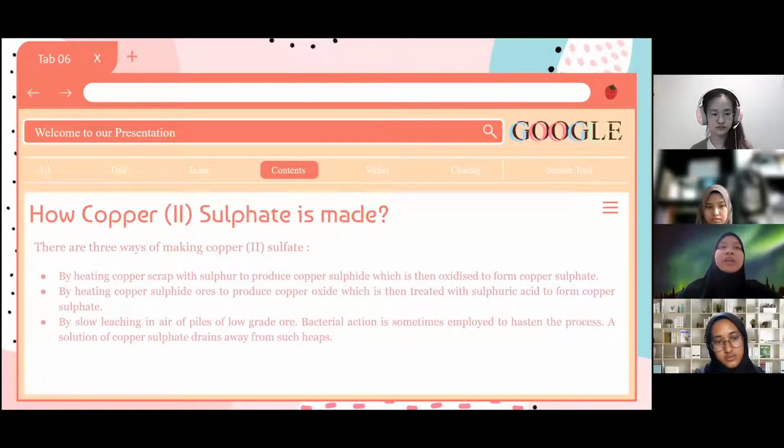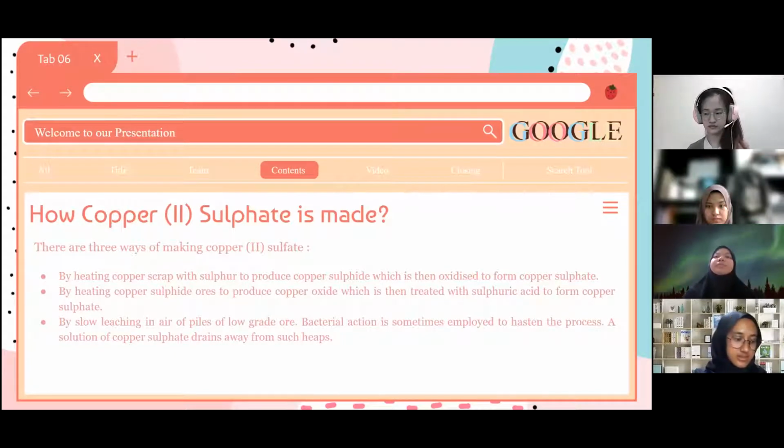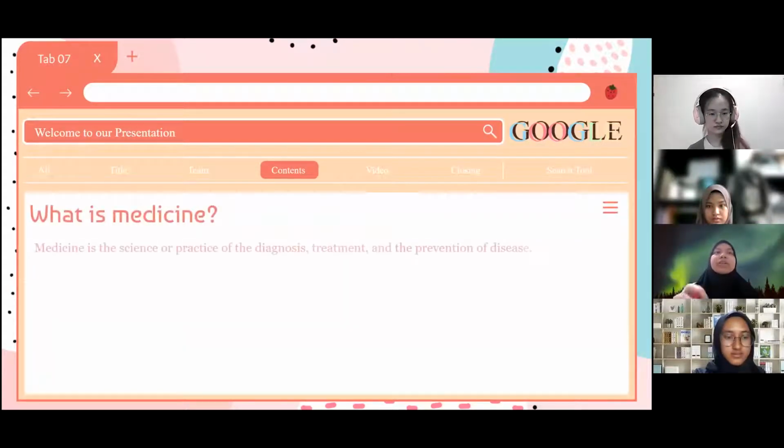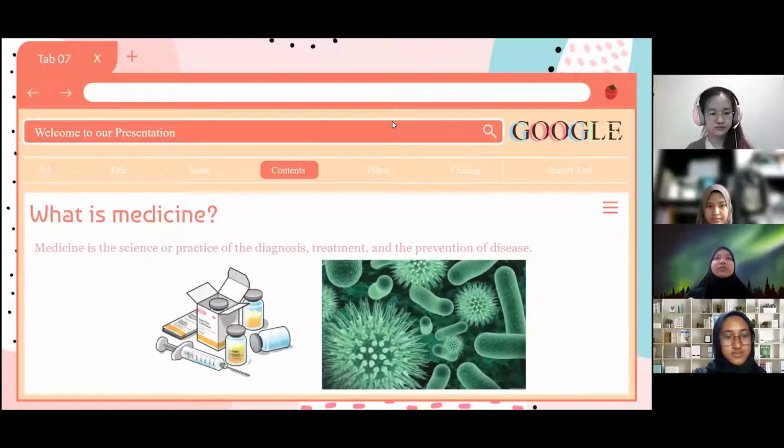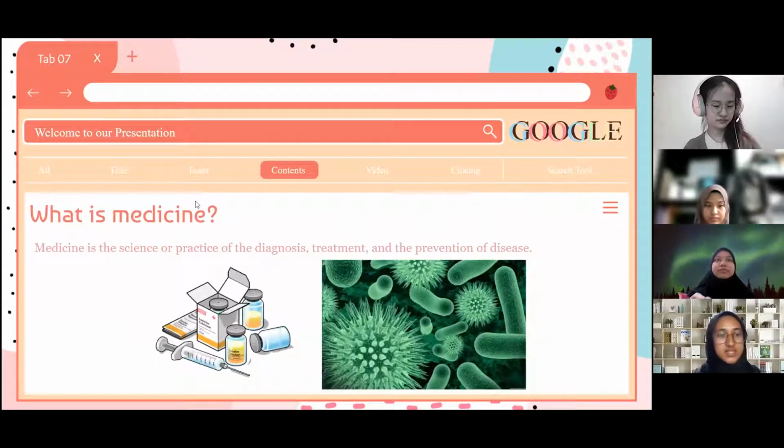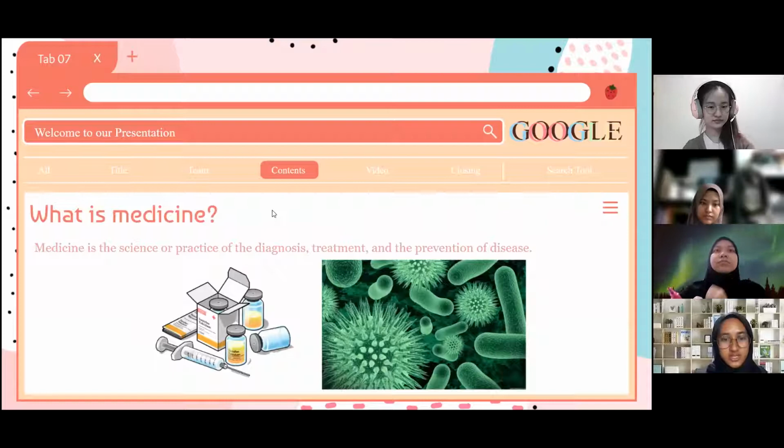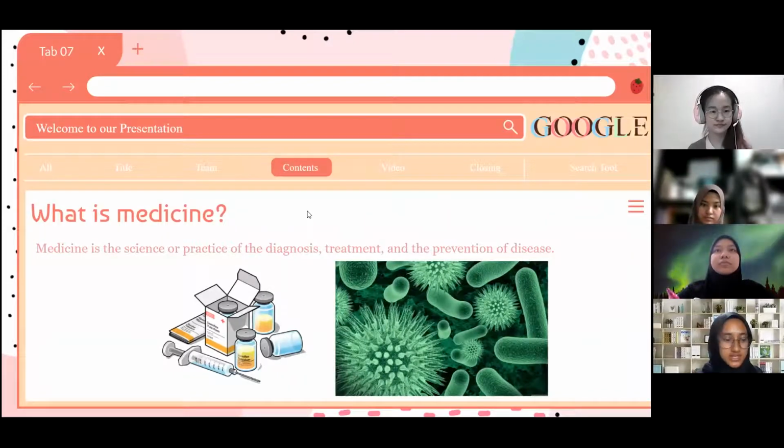By slowly leaching in air heaps of low-grade ore, bacterial action is sometimes employed to hasten the process. A solution of copper sulfate drains away from such heaps. So next, what is medicine? Medicine is the science or practice of the diagnosis, treatment, and prevention of disease.